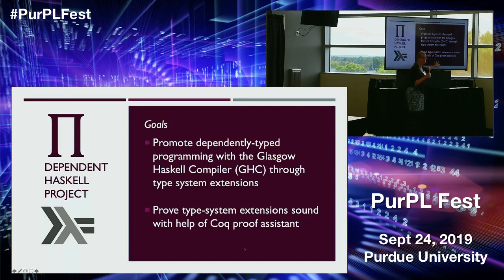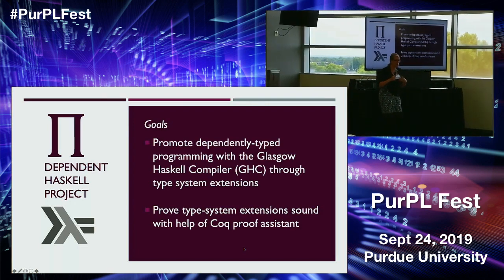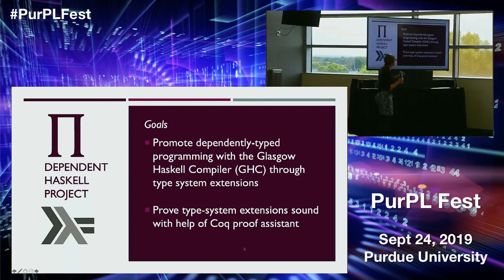I'm paranoid about being wrong, right? I see some of the spreadsheet errors that Ben has just shown us, and we're not special, right? We make mistakes too. And so I want to do these type system extensions in a way that will help me catch my errors. And so my solution to that is to make sure that I do my work with the help of a proof assistant.